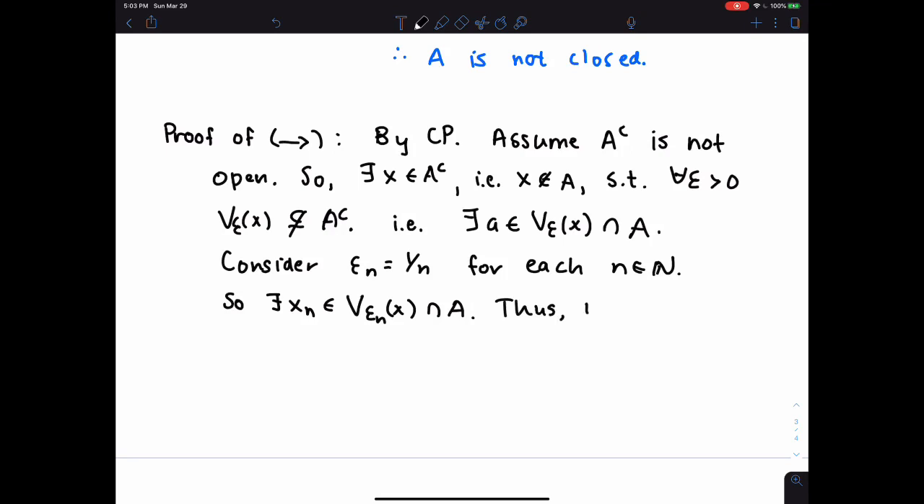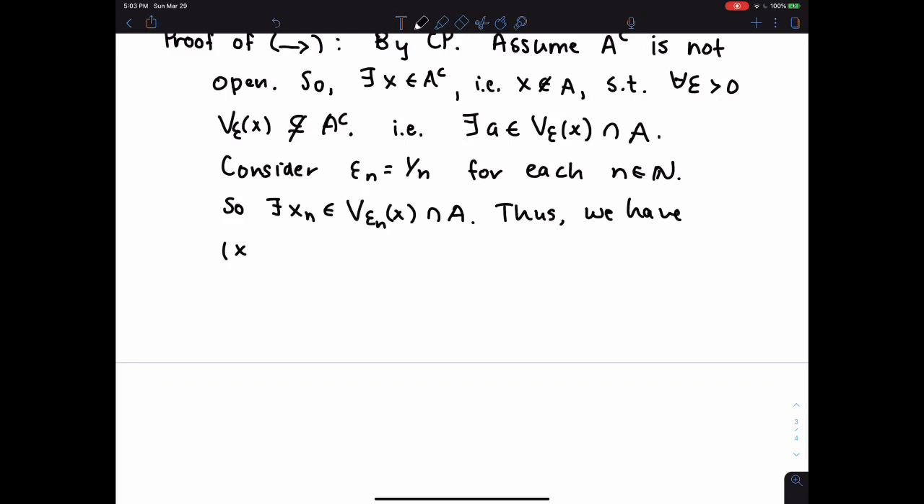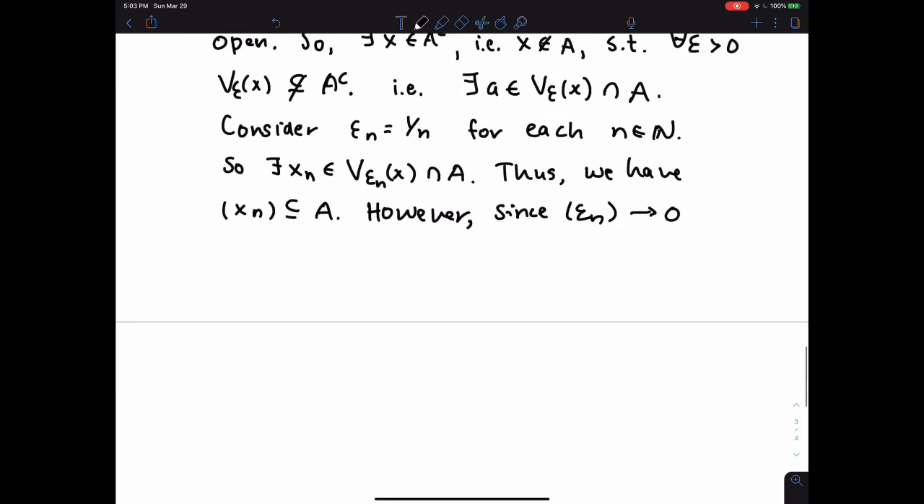Thus, we have x n contained in A. However, since epsilon n as a sequence is going to 0, we are essentially squeezing our values x sub n toward x. You can think of this as the squeeze theorem if it helps.